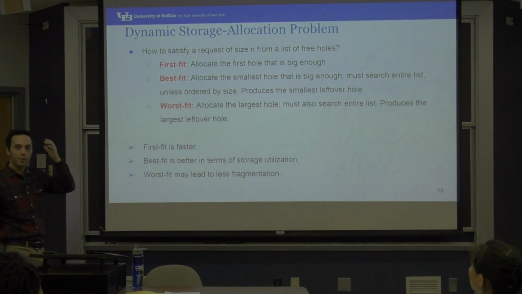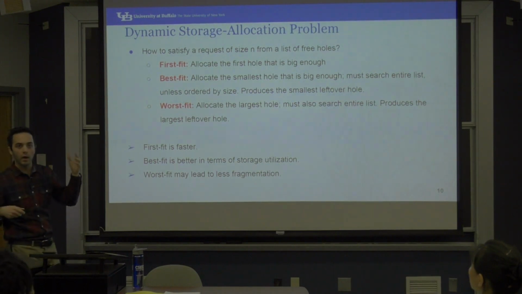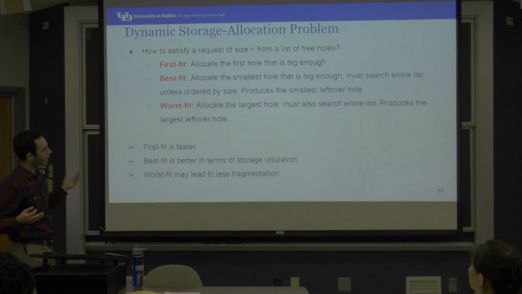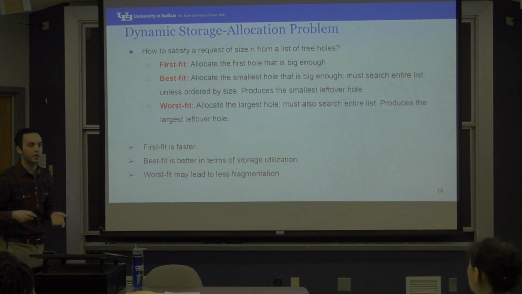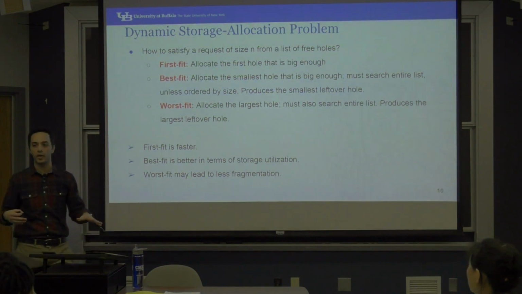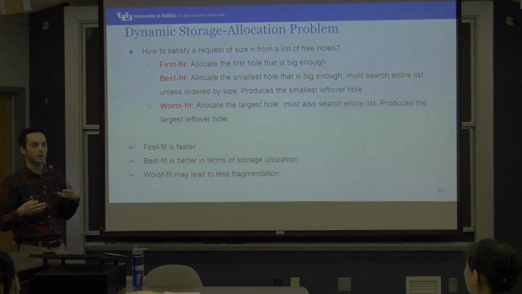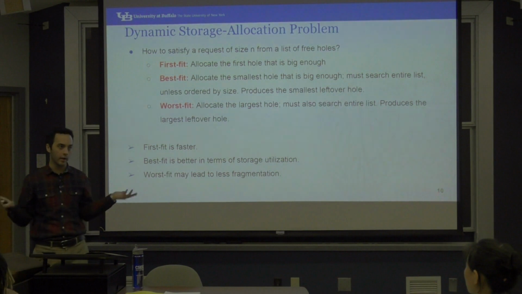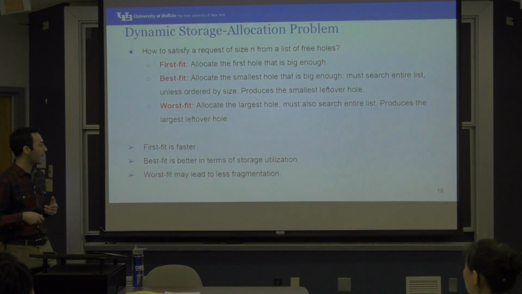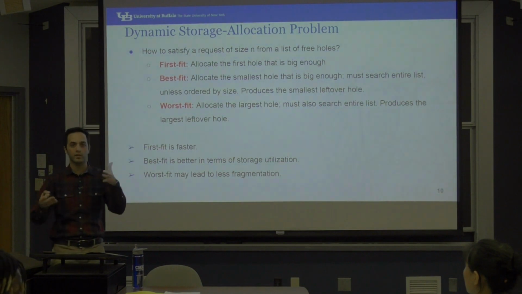It depends on the example. You can find examples where the worst fit actually is best. But generally, first fit is faster because you don't have to go through all the available blocks and search for them. And best fit is better, again, in terms of utilization, generally, on average, maybe. And worst fit may lead to less fragmentation because it leaves available blocks.